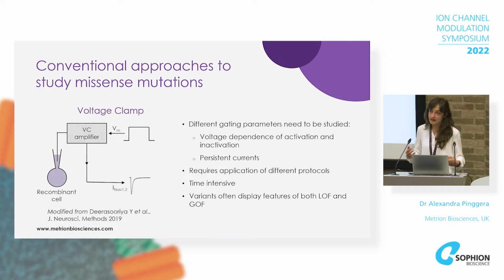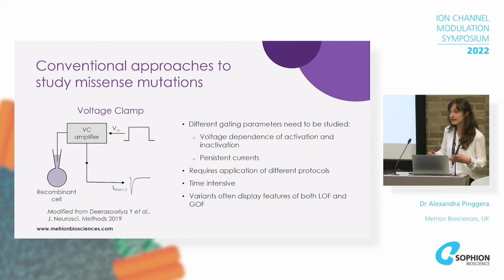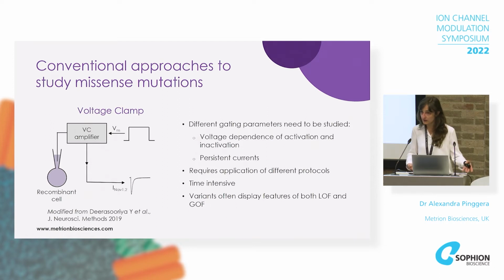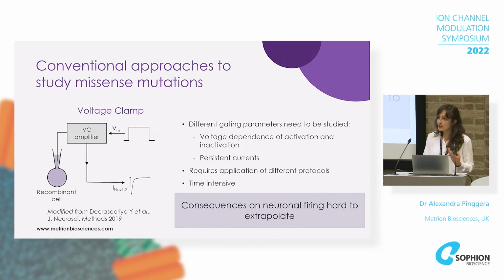But in order to get a good understanding of what these mutations actually do, we have to apply a variety of different protocols and look at a lot of gating parameters. This is quite time-consuming, both in terms of experiments and analysis. And then very often it's not easy to interpret, because these mutations don't always fall clearly into gain of function or loss of function, but very often have features of both. This makes it quite hard to predict what this means in terms of physiology.